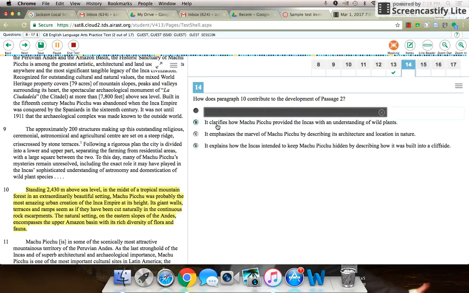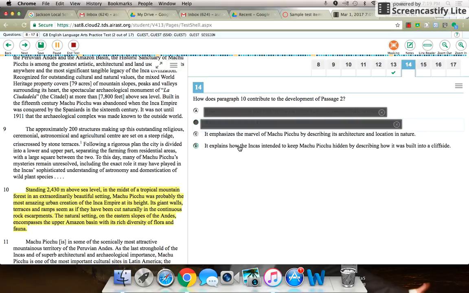Let's look at B. It clarifies how Machu Picchu provided the Incas with an understanding of wild plants. Now it talks about flora here, but again, the focus is more on the comparison between what was built and the natural setting. And so there really isn't a clarification of the wild plants here. And so that's not really the purpose. And so B is incorrect. Again, let's use our masking tool and cross it out.